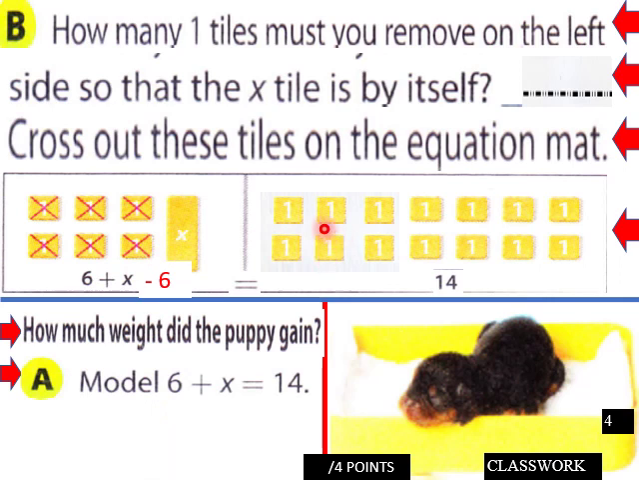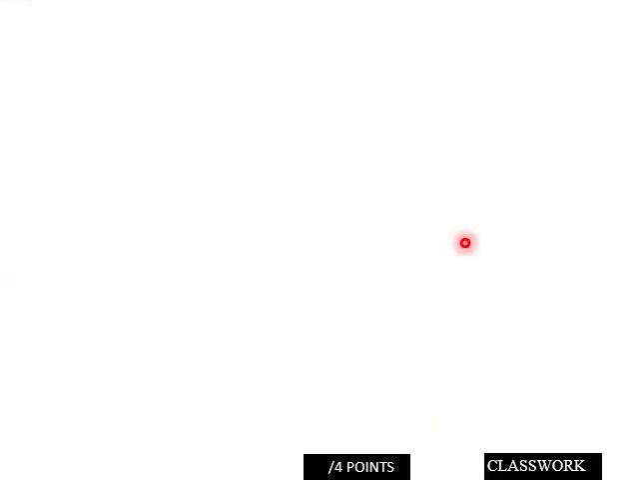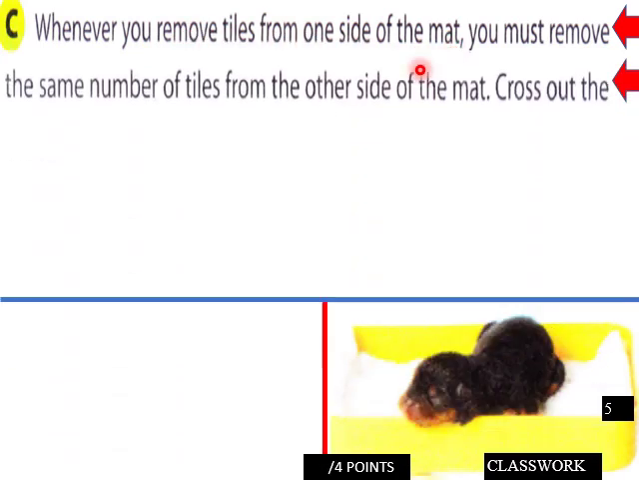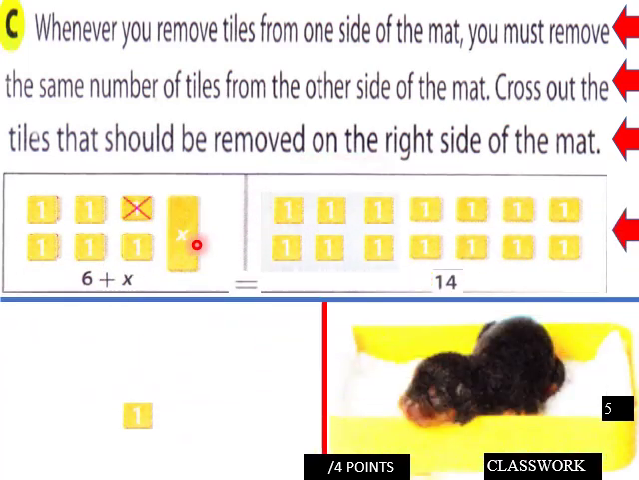So we have to subtract 6 from this side, and then on this side here we have to subtract 6 too. What are we left with over here? We're left with 8, right? So we subtract 14 minus 6 equals what? So we subtract 6 from each side, and we subtract 6 from 14. Whenever you remove the tiles from one side of the mat, you must remove the same number of tiles from the other side of the mat. Cross out the tiles that should be removed on the right side of the mat.